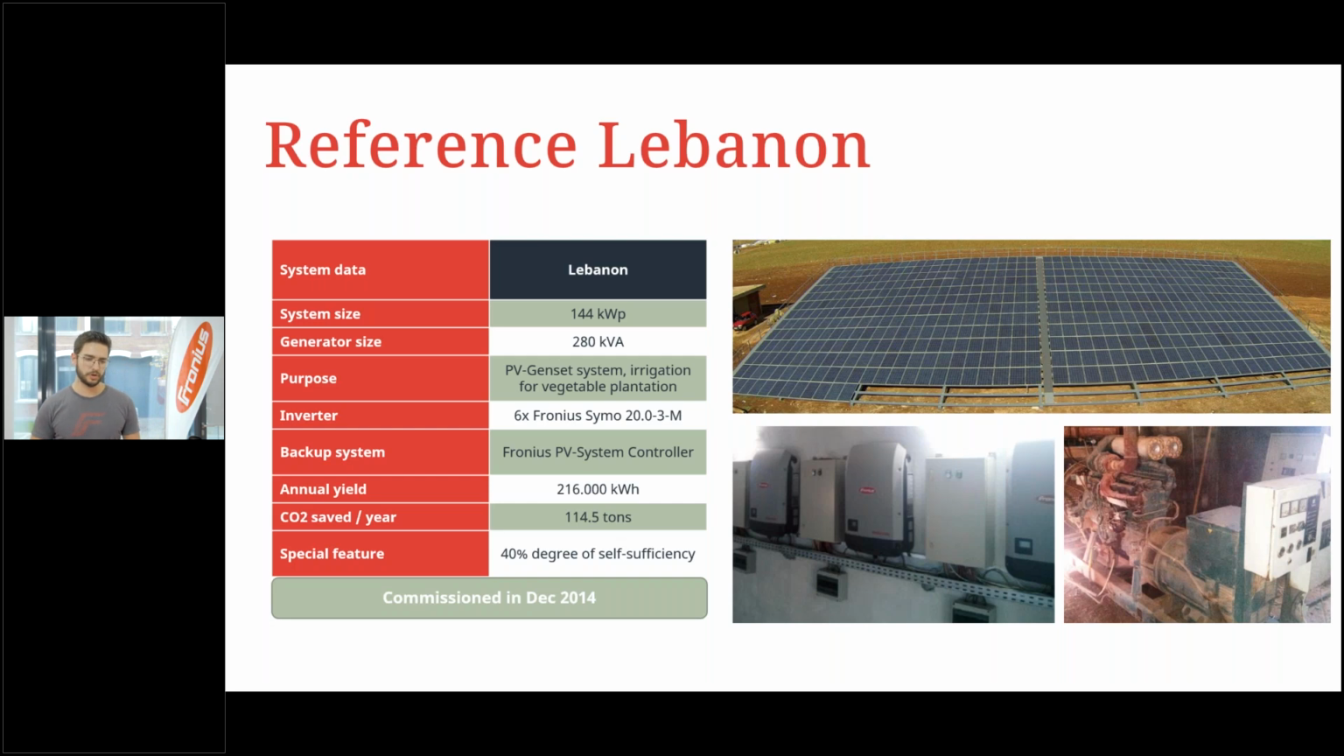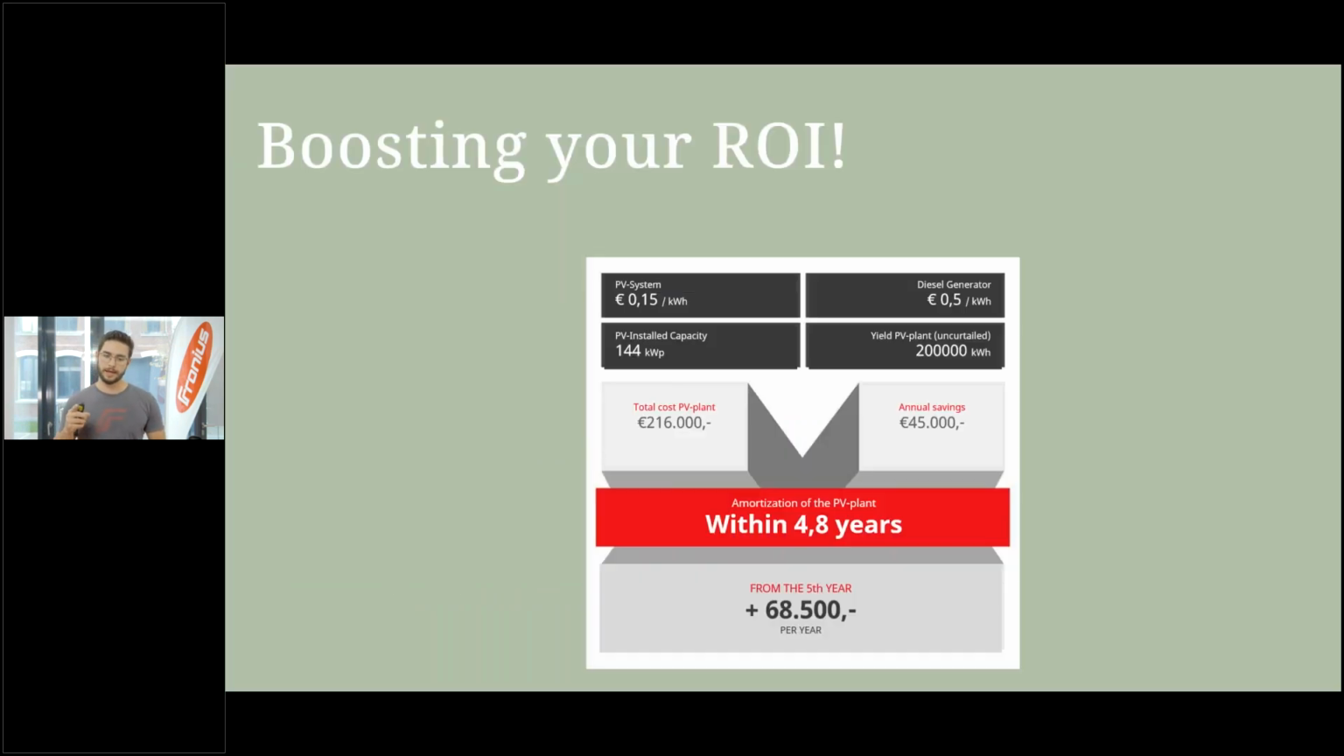So in total, we're talking about 216,000 kilowatt hours of annual yield from this PV system, and a lot of CO2 equivalent that we save per year. So in total, we talk about 40% self-sufficiency because of this PV system. It was commissioned quite a while ago in December of 2014. And since then, it's running fine.